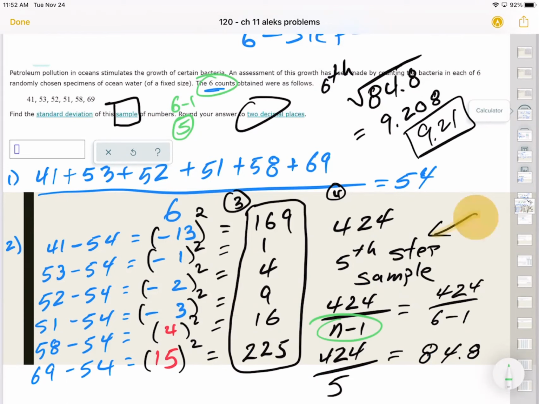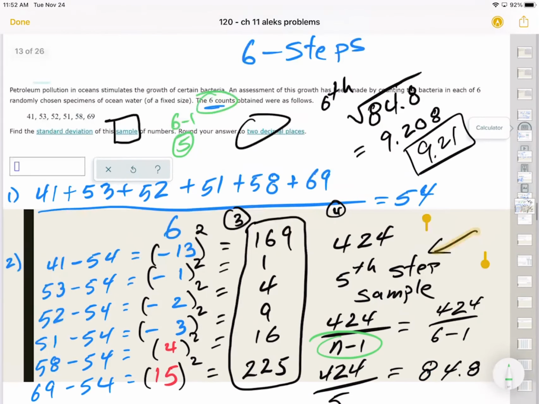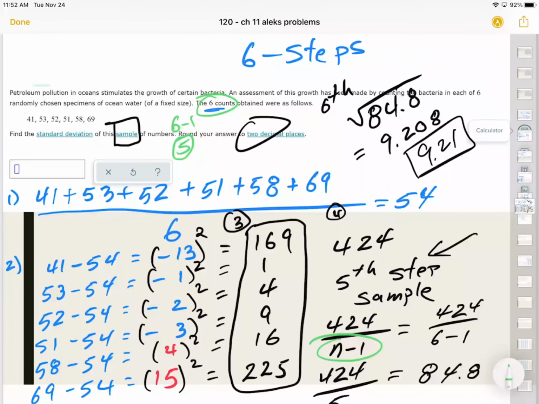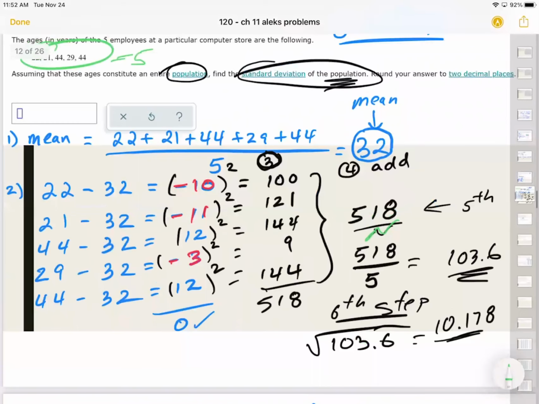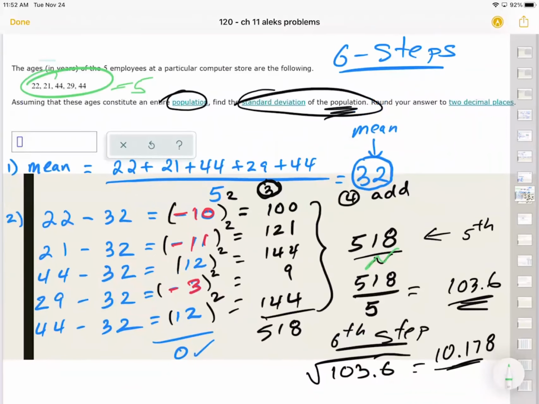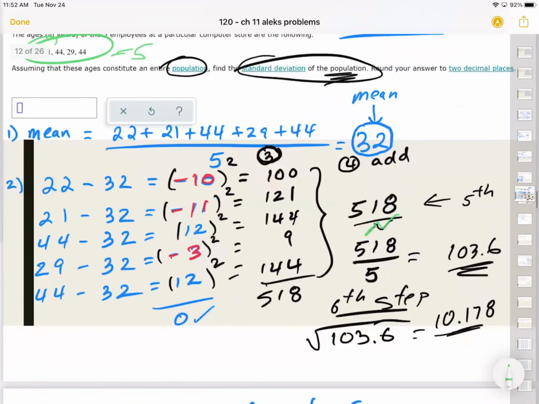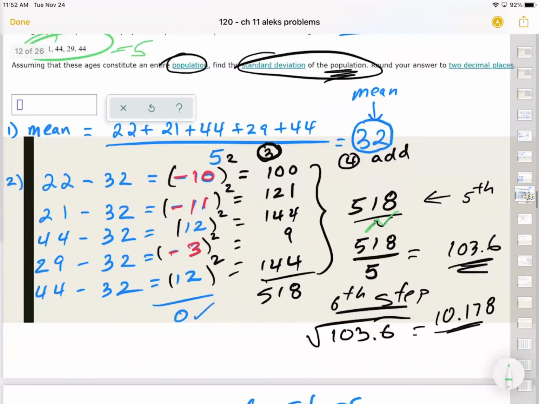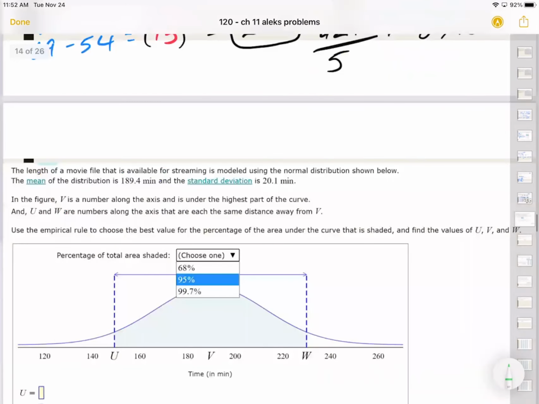Any questions with this, ladies and gentlemen? Questions on how to find the standard deviation for the population versus the standard deviation for the sample? And if you don't have questions, let's take a look at this item here. The rest should be this empirical rule.